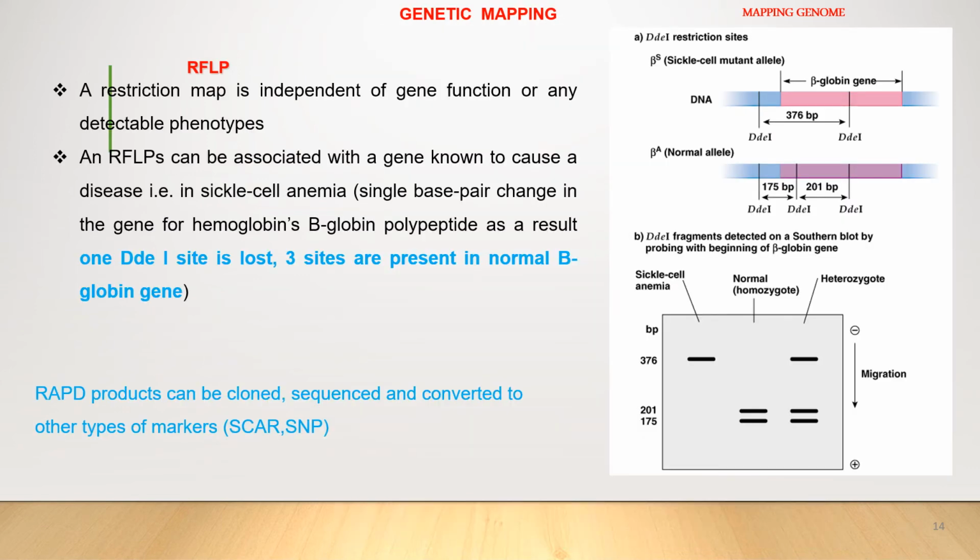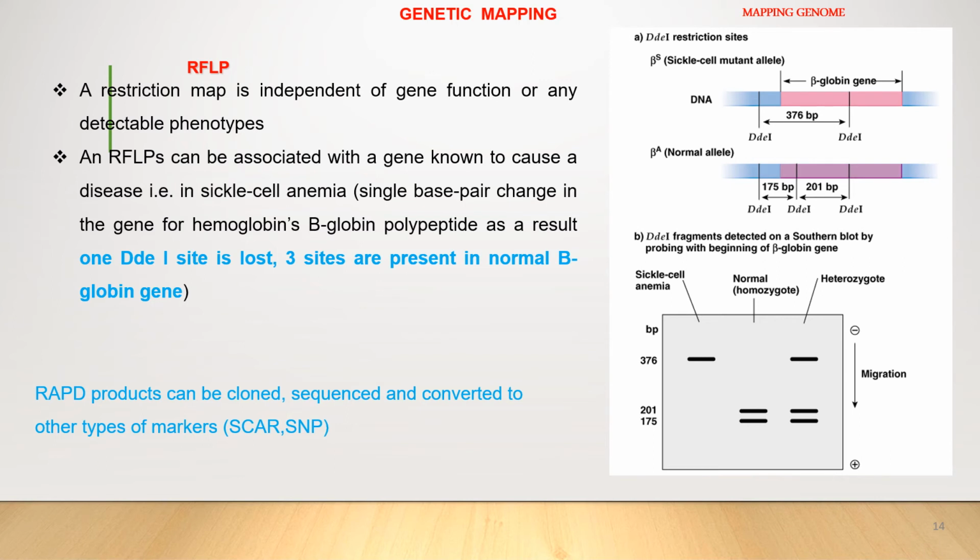The figure here shows an example of an RFLP marker, DdeI, for a site associated with sickle cell anemia. A single base pair mutation leads to loss of a DdeI site in the beta hemoglobin gene.